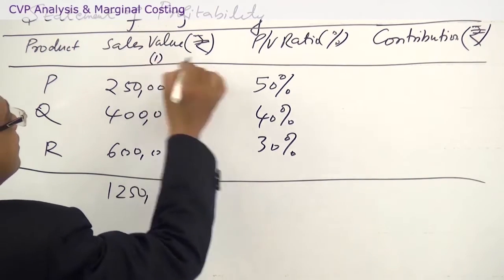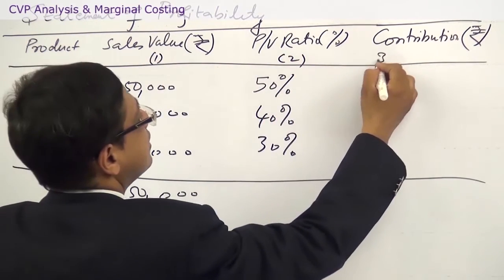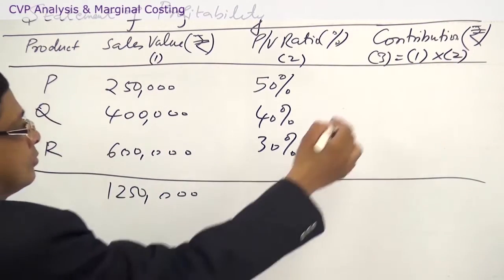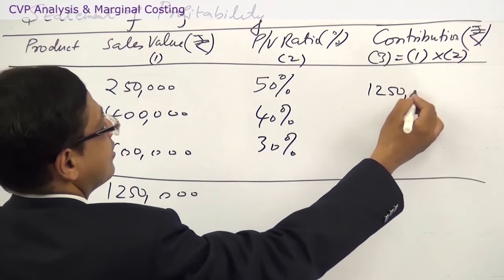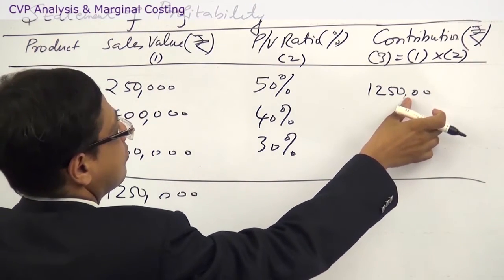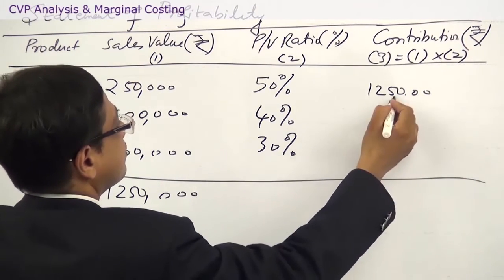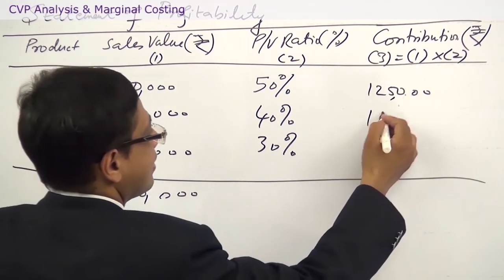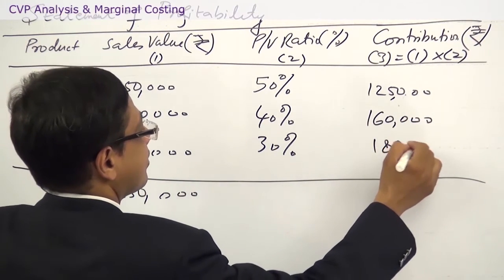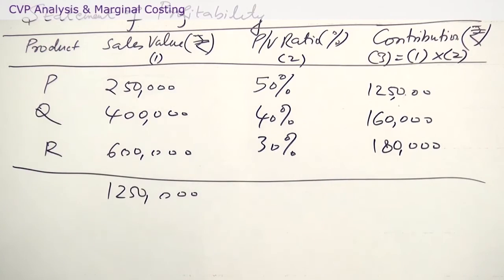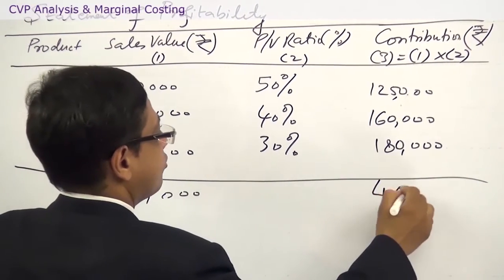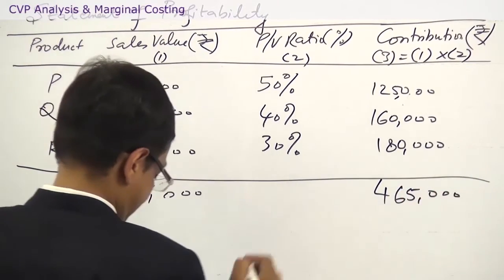Multiply this with this. So, 3 is equal to 1 into 2. So, 1,25,000, right. This is 1,60,000, this is 1,80,000, right friend. So, this becomes, if you add, 4,65,000.